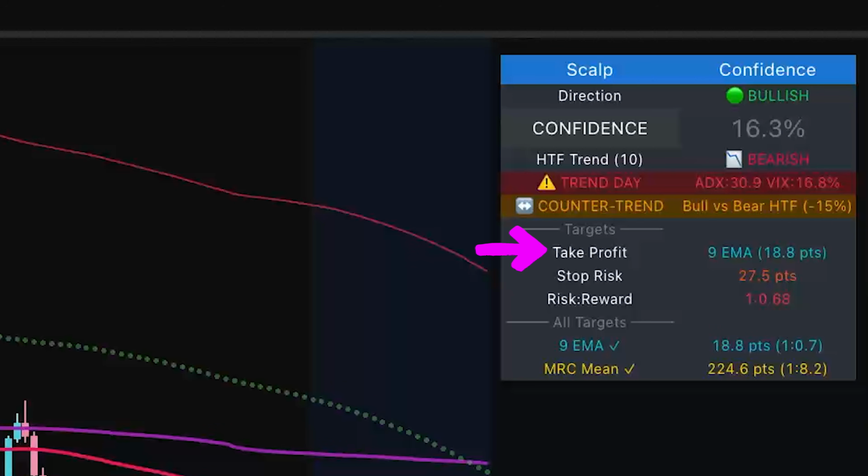You have take profit, typically the 9 EMA, stop loss, and risk to reward ratio. And finally, at the bottom of the dashboard is all targets, showing you the other potential take profit targets, how many points away, and their respective risk to reward ratios.